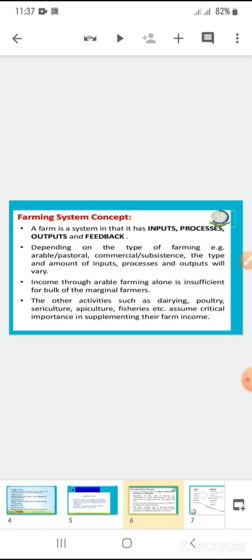Now, when we talk about the farming system or the concept of farming, whether you refer to it as sericulture, horticulture, viticulture, whatever it is, a farm system is one in which there are input, process, outputs and feedback. Depending on the type of farming, arable, pastoral, commercial, subsistence, etc., each and every effort has to be initiated, and with cooperation, patience and persistence, the agricultural processes are carried out successfully.